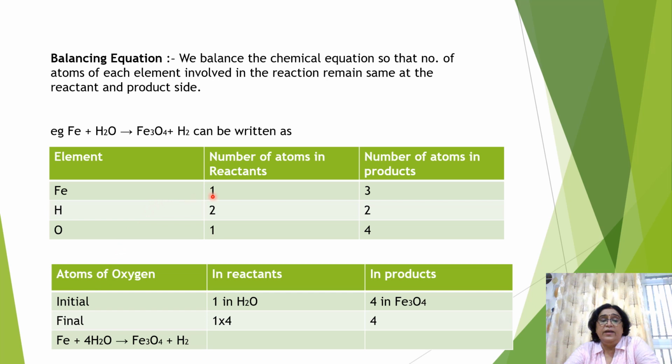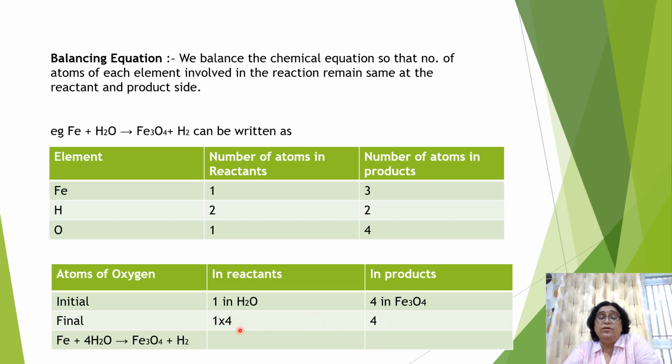So atoms of iron on reactant is 1 but product it is 3, so not balanced. Hydrogen is 2 each. But let's see how it goes. Oxygen is 1 on the reactant side and 4 on the product side. Okay. Now atoms of oxygen, one by one we'll go on balancing. Initially in reactant it is 1 in the form of H2O. And in the product it is 4 in the form of Fe3O4. But they need to be the same number. So this is 4 and this is 1.